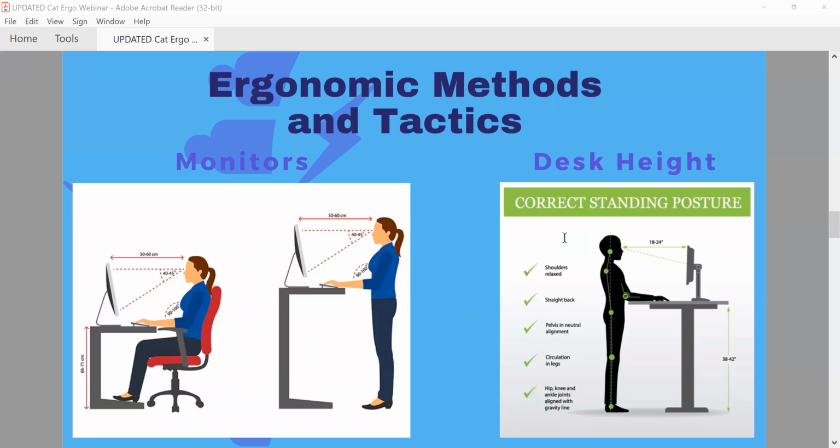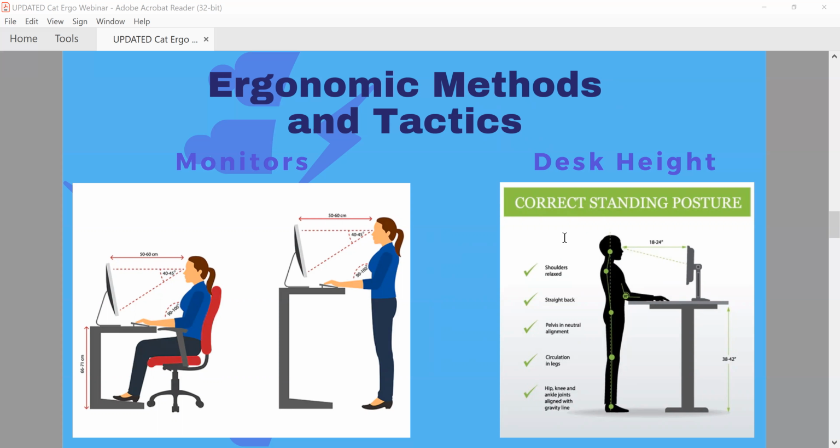But don't worry, because there are multiple methods and tactics you can implement now to make your work environment more ergonomic. As we go through, just think about your current posture and your current workstation. Let's start with your computer monitor.